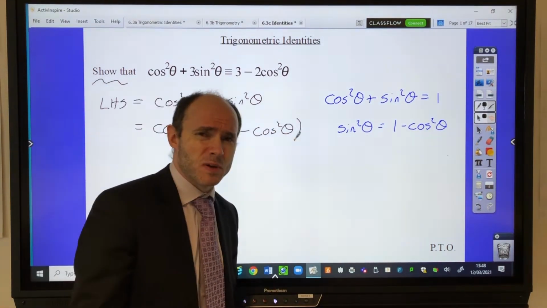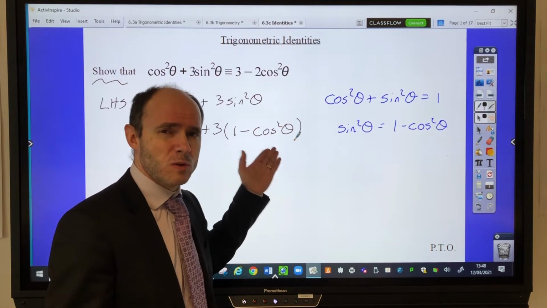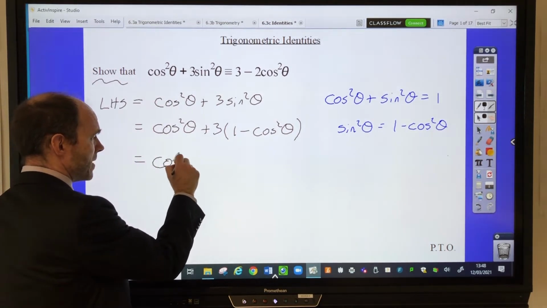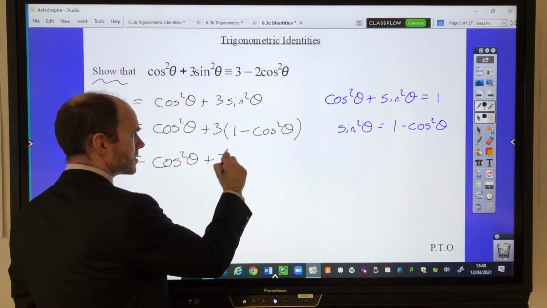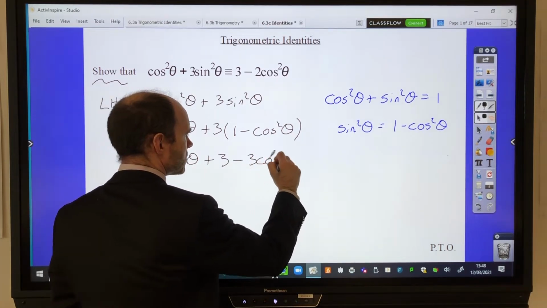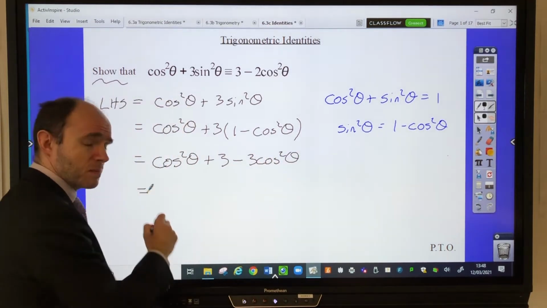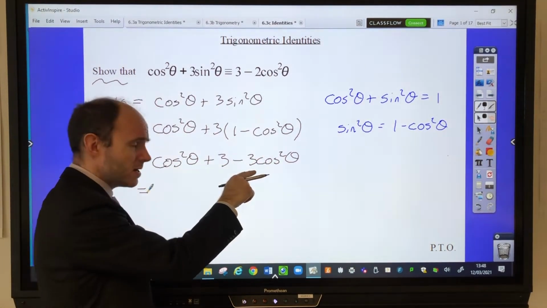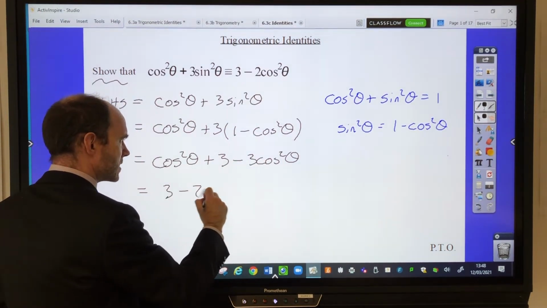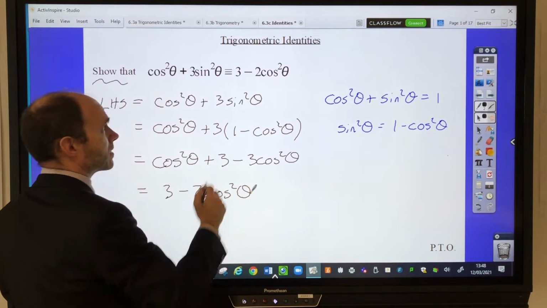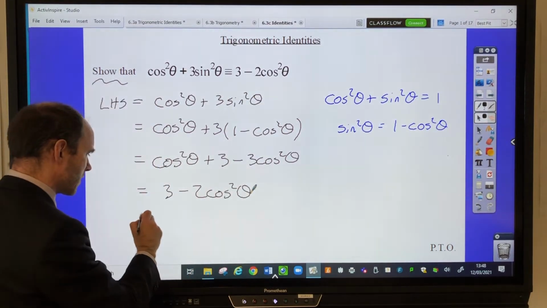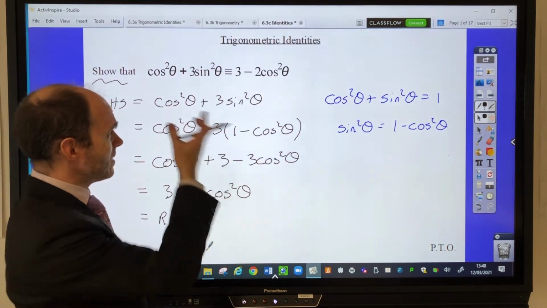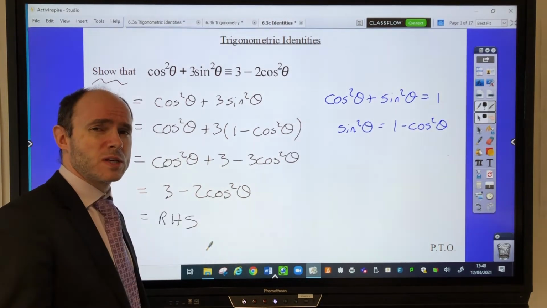Now I'm almost there, you see, because my expression is all in terms of cosines, which is what I want for the right-hand side. I just need to expand the brackets, so that'll be my next line. So cos squared theta plus 3 minus 3 cos squared theta. I need to simplify by bringing all the terms together, so that subtract that is going to be negative 2 cos squared theta, but I'm going to write it as 3 and then the negative 2 cos squared theta like this. And I'm going to check that's what I want. Yes, it is. And I can conclude by saying that is equal to the right-hand side, RHS. And then I'm done. And that is your format for solving one of these problems.